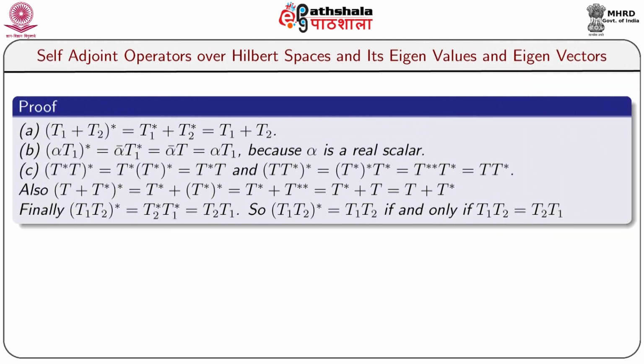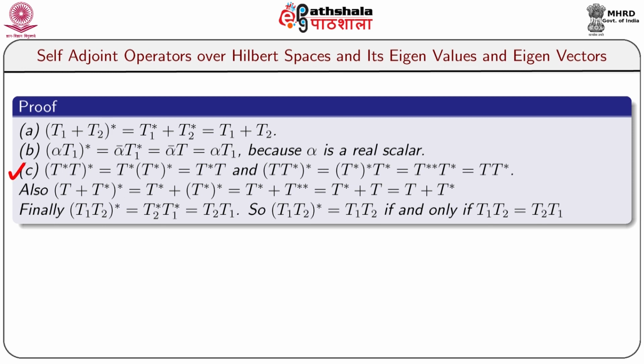Let us take the proof for the first part. Now, (T1 plus T2) star equals T1 star plus T2 star, which is equal to T1 plus T2. This implies that T1 plus T2 is self-adjoint. For the second part, (alpha T1) star equals alpha bar T1 star, which is equal to alpha bar T1, which is equal to alpha T1 because alpha is a real scalar.